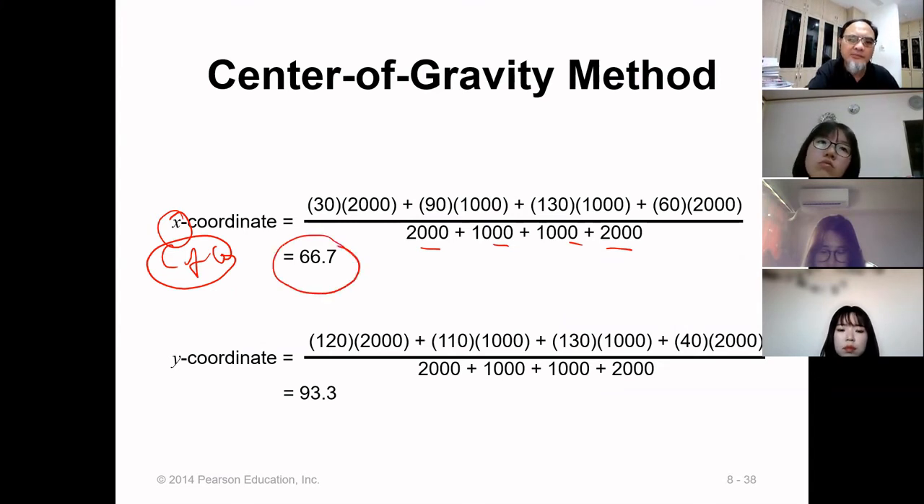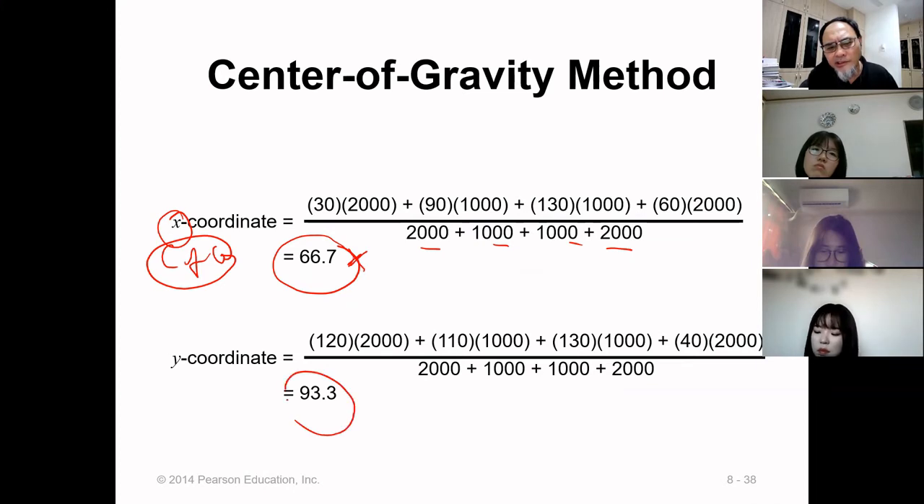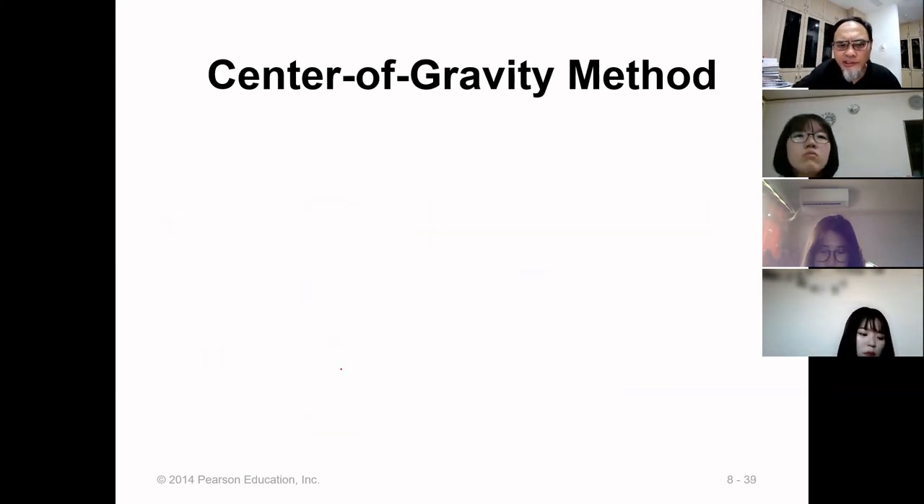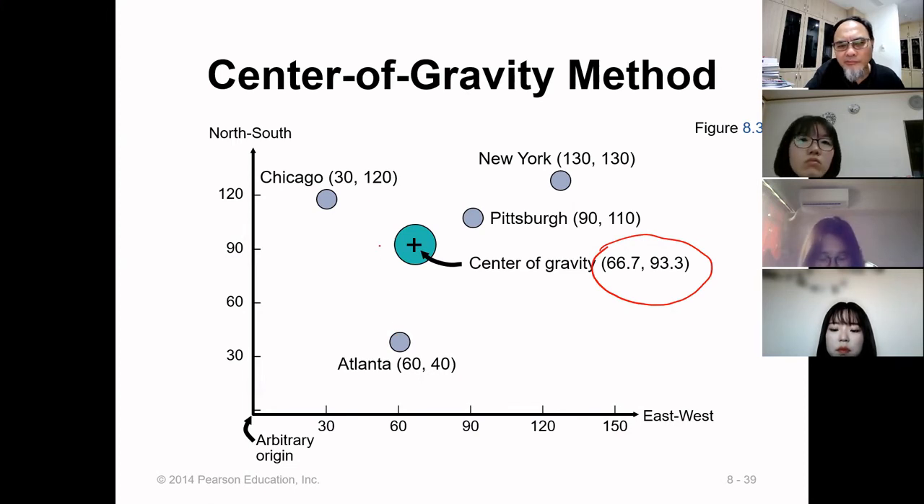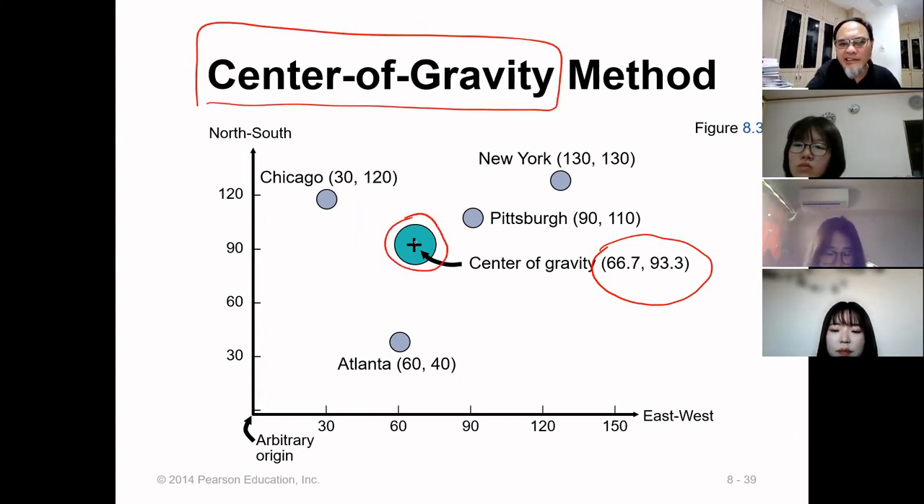So you will get 66.7. That means to balance the load, to balance the movement, X should be at 66.7. From 30 you need 2000, from 90 you need 1000. So you are going to get 66.7. The Y coordinate is 93.3. So this is the location in which it will minimize the total flow. This is the so-called center of gravity. That means it's the center for everything.